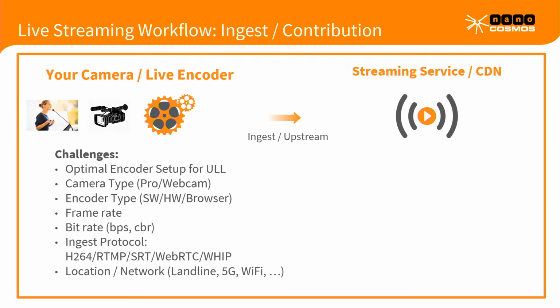Let's go into a bit more detail on the setup which you need to do on your side. You have a camera and the live encoding system which you need to set up. There are several challenges around that already. The optimal encoder setup for ultra low latency. You need to decide on the camera type. Is it a professional camera? Is it a webcam? The encoder type can be software, hardware, or even a browser-based application.